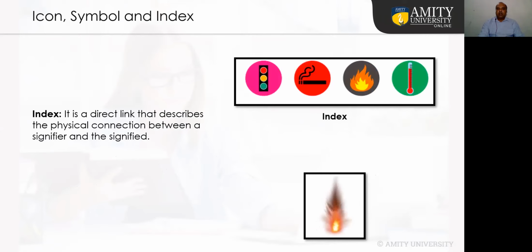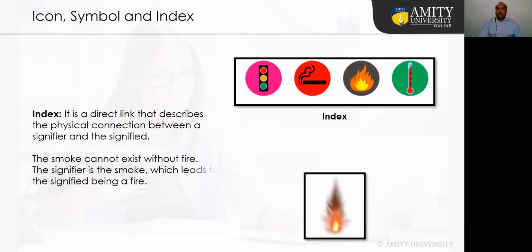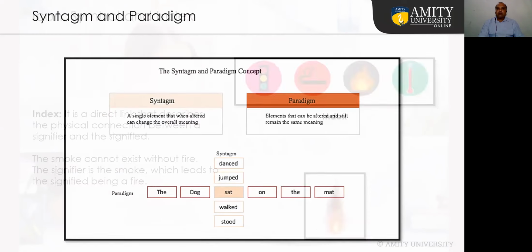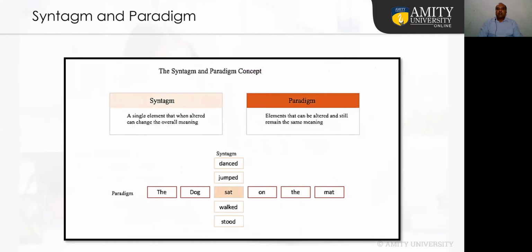Index is a direct link that describes the physical connection between a signifier and the signified. If you see the fire below the image, and the other three or four images on top, each has different meanings. A cigarette has smoke, fire has smoke. The smoke can exist without fire. The signifier is the smoke, which leads to the signified being a fire. This is how index works.